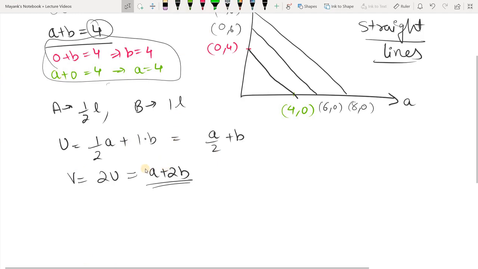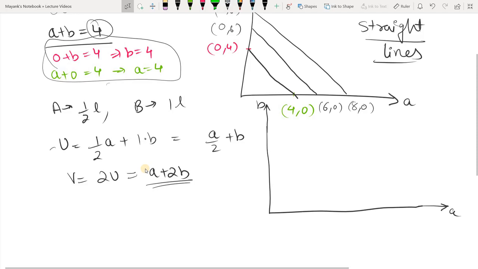Now, coming back to how to plot this thing. So let's say now you have, this is your A, this is your B. Suppose you want to plot utility level of 4.